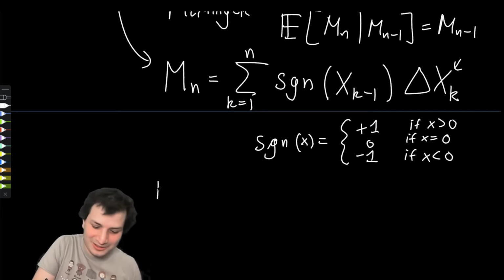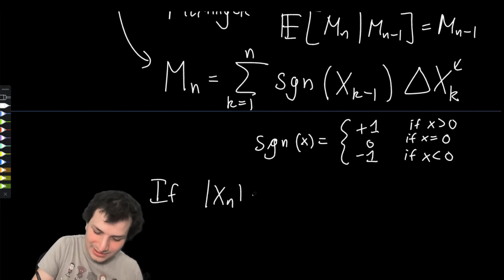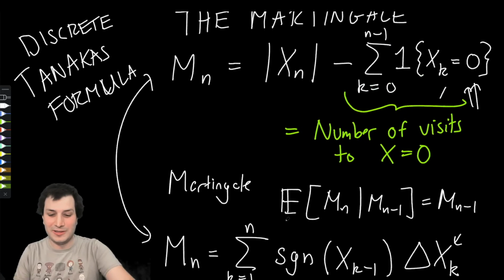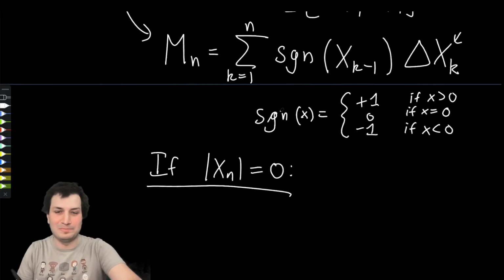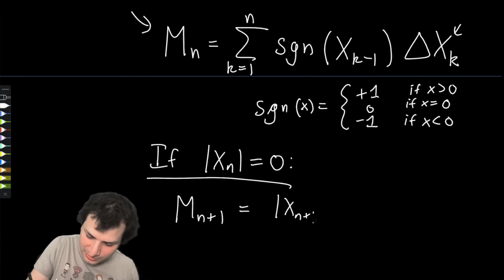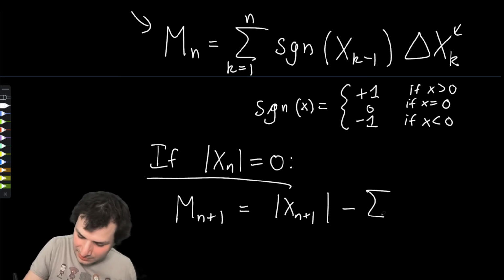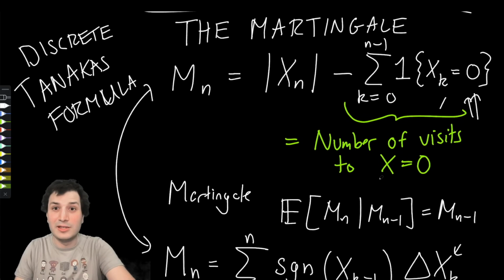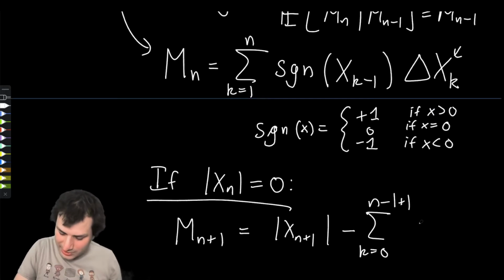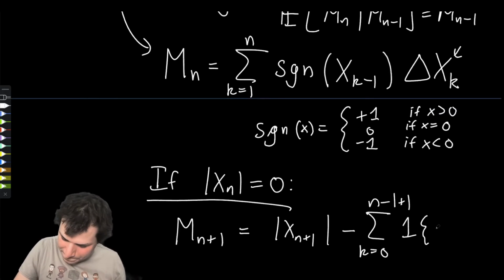There's two cases to consider. One case is if x_n is equal to 0. Let's see what happens. In this case, if x_n equals 0, then what's going to happen to M_n? Let's look at the expected value. M_{n+1}, what is it going to be? Well, that's equal to the absolute value of x_{n+1} minus the sum k equals 0 to n, right, before it was to n minus 1. Yep, okay, n minus 1. So let's write n minus 1 plus 1 to remind ourselves. And then we'll do the number of visits, x_k equals 0.